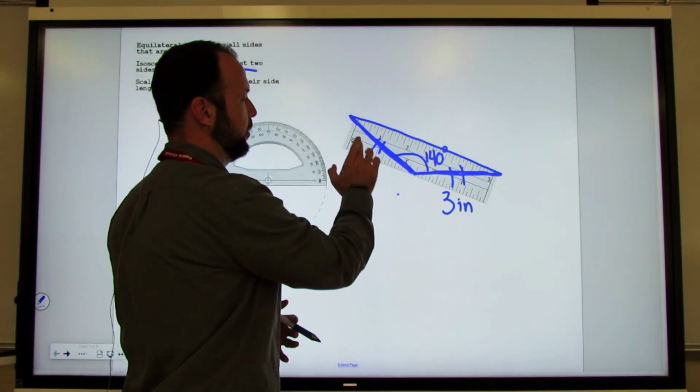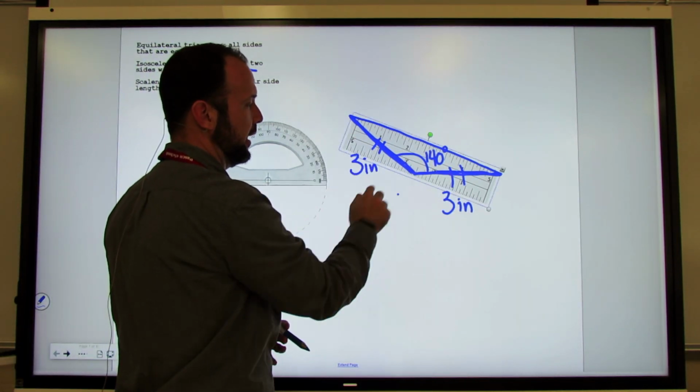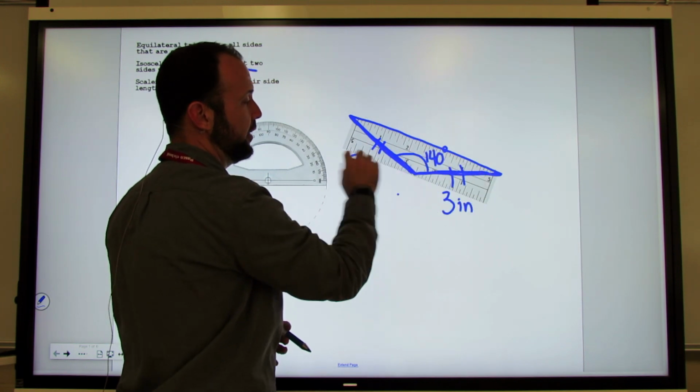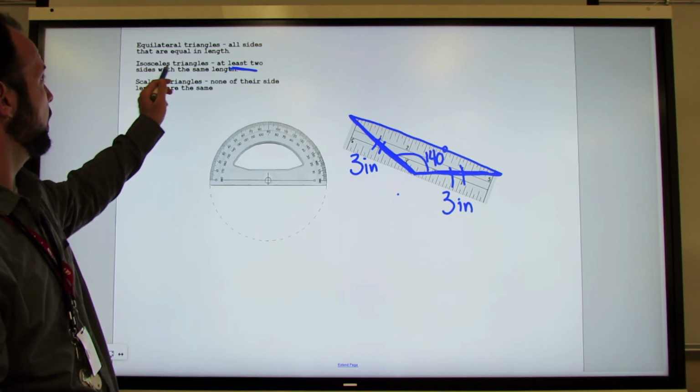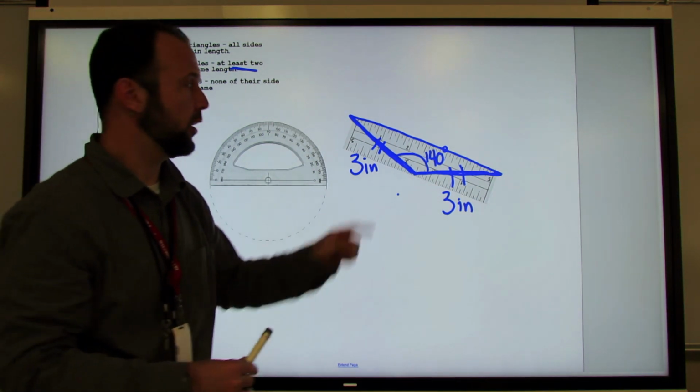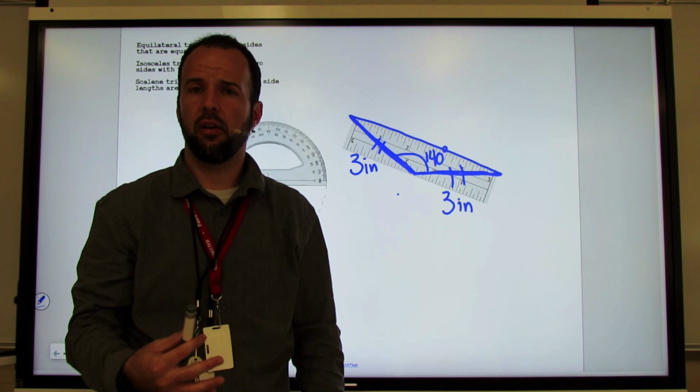You can see how I was able to draw in. Now this line in the back here, this one is obviously longer than my other two, but that's okay because it still meets the criteria for an isosceles triangle because two of those sides are the same length.